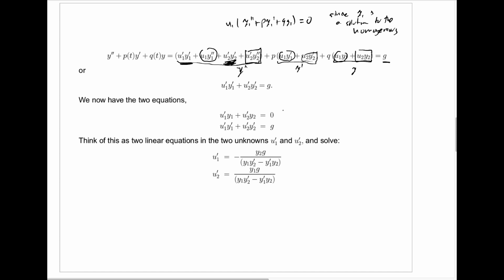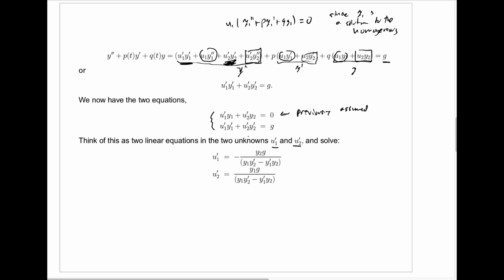But remember, I had previously assumed that u1 prime y1 plus u2 prime y2 is 0. So I need this to be true, and I need that assumption that I made previously still to be true, so I need these two equations to be true. Well, I'm going to think of this as two linear equations. Remember, y1 and y2 are given. Those are known, and the 0 here, obviously, and the g, those are given. You can think of this as two linear equations in the two unknowns, but now the unknowns are u1 prime and u2 prime. And we can just use linear algebra to solve for u1 prime and u2 prime.